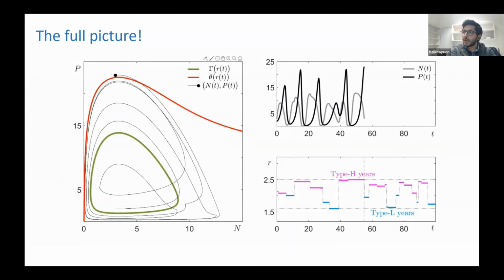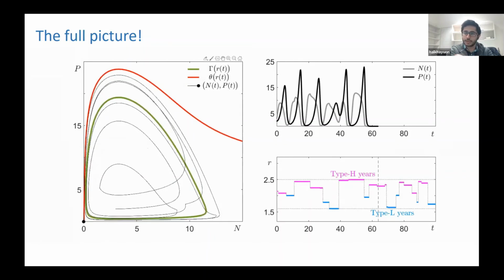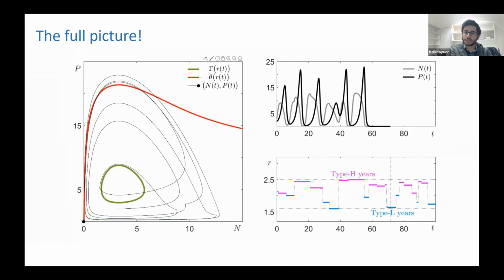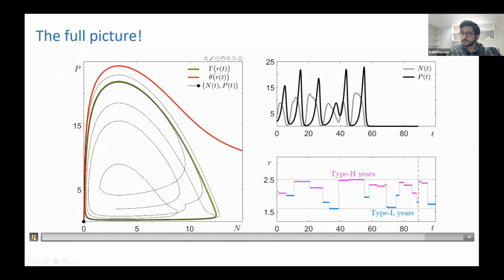So here we go. And you see that the state of the system at the tipping point is actually outside the basin of attraction of the limit cycle. And now it's natural to think that the state of the system is going to go to the extinction state instead of keep tracking the limit cycle. And it doesn't matter how you change your parameter afterward, because the state of the system is already in a steady state.